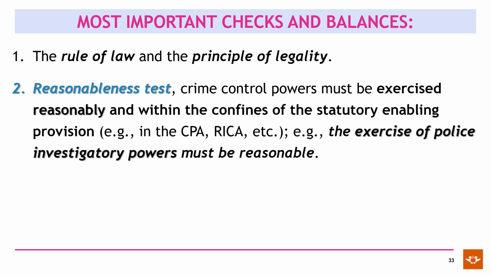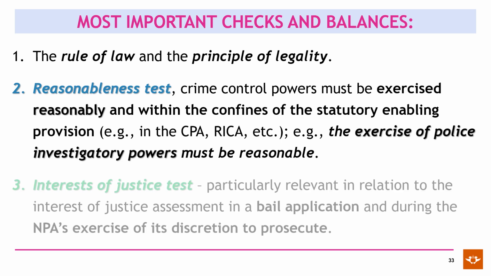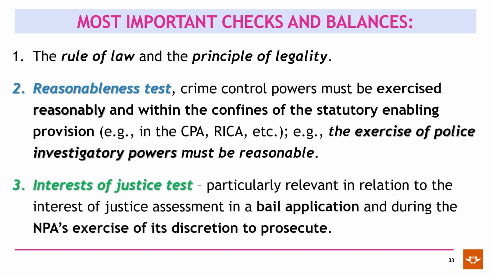So the enabling statutory provision provides for the context or the circumstances within which certain powers may be exercised and the extent of that power. The question of reasonableness is, did the actions of a specific police official in exercising a certain investigatory power stay within the reasonable limits of what that statutory enabling provision allows for? So, the reasonableness test is something that is very important for purposes of this course, and it is something that we will discuss in more detail as we go along.